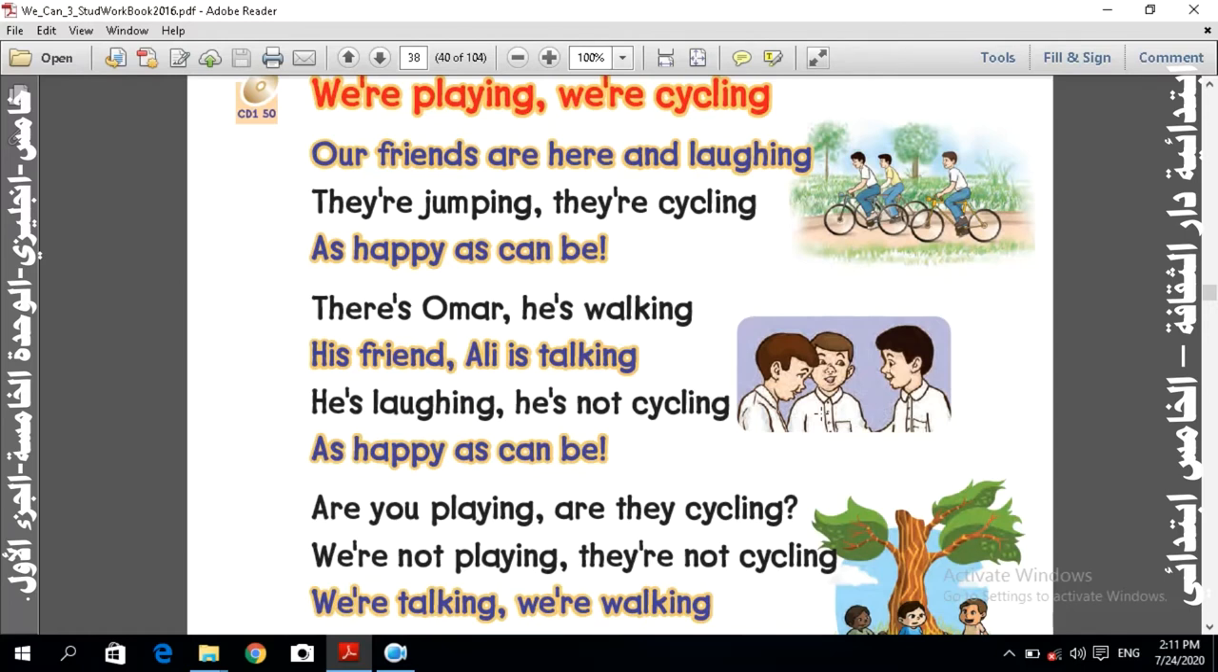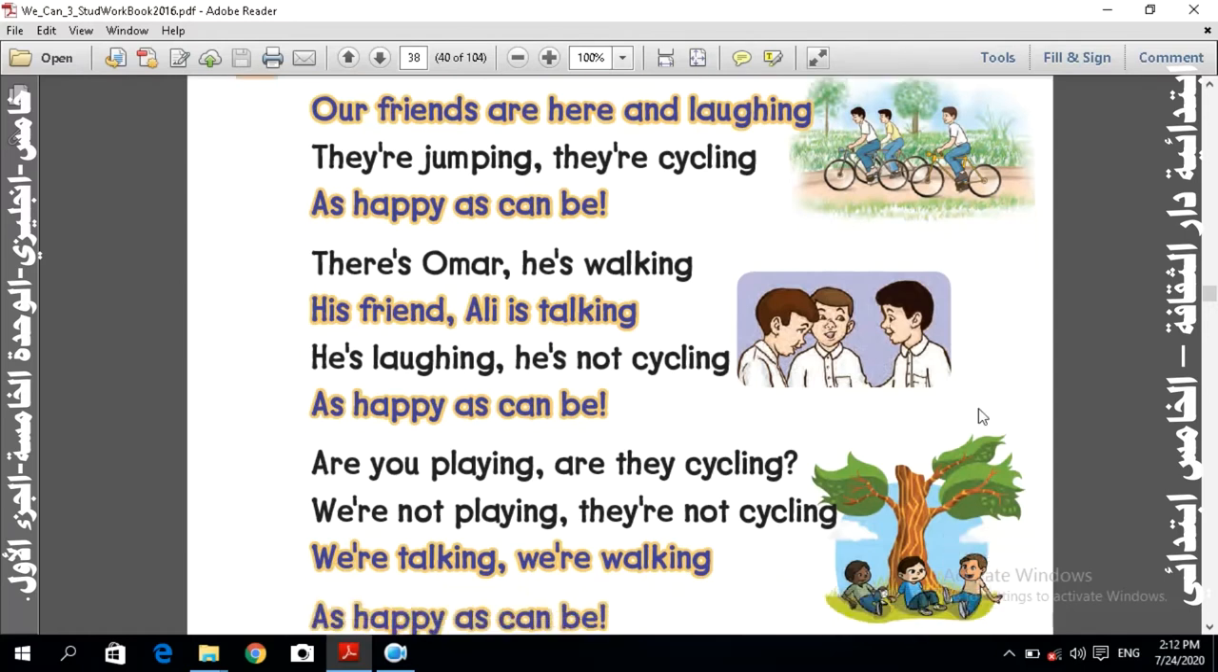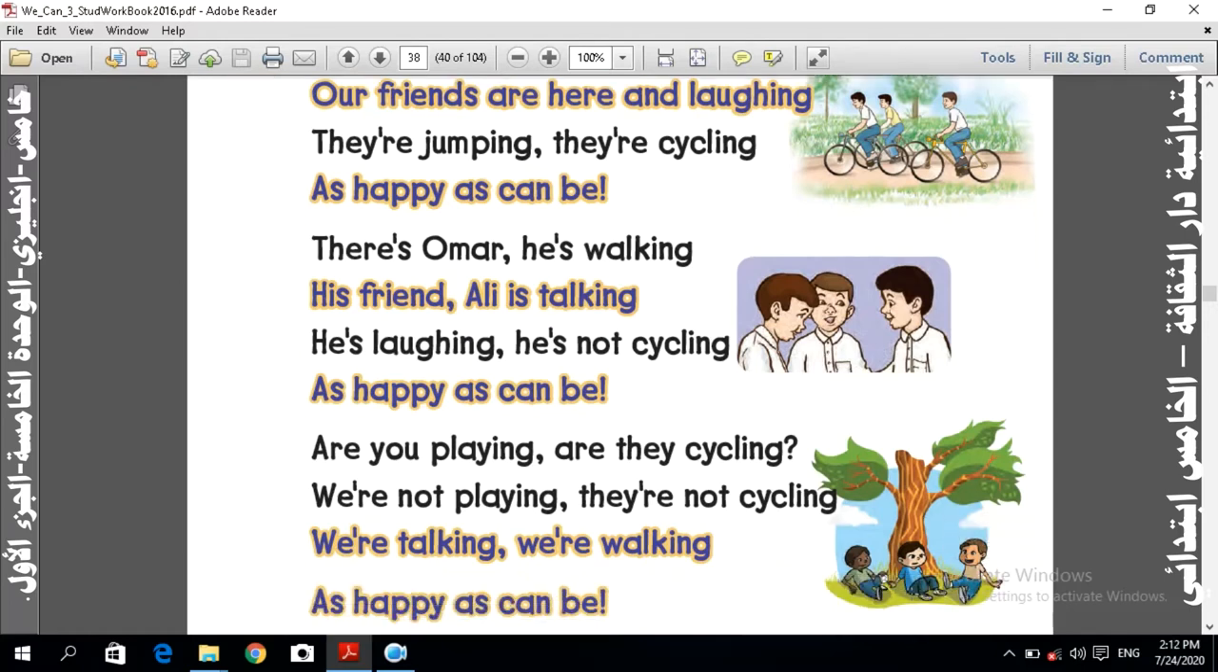Okay, let's see. What are they doing here? They are sitting, جالسين, under the tree. Okay? أترككم الآن مع listening.